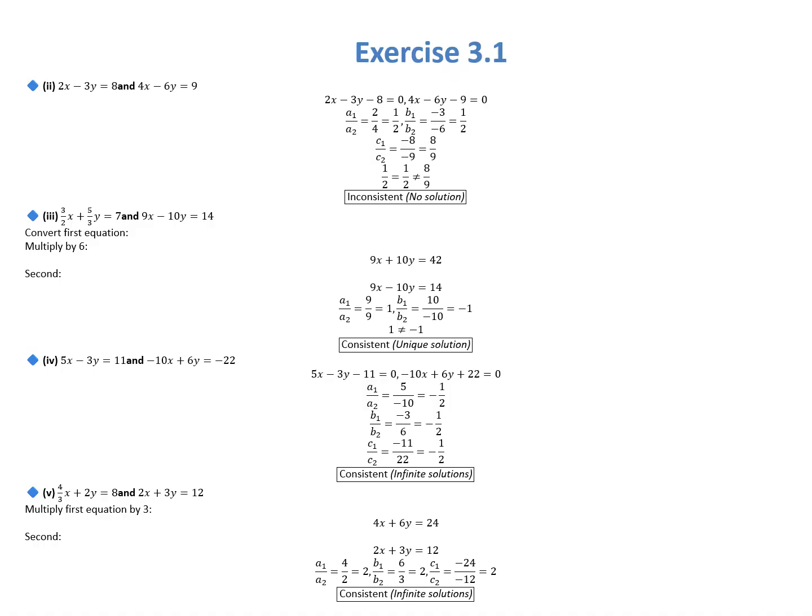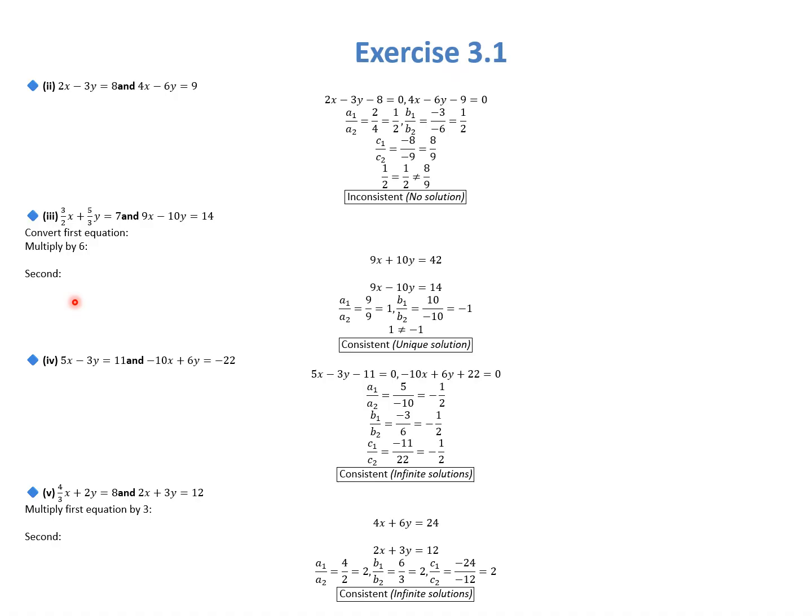Okay, the second question in this is 2x minus 3y is equal to 8 and 4x minus 6y is equal to 9. We again convert the equation into standard form and apply the logic of A1 by A2, B1 by B2, and C1 by C2. In this case, A1 by A2 is equal to B1 by B2, which is not equal to C1 by C2, which means it is a set of parallel lines, inconsistent, with no solution.